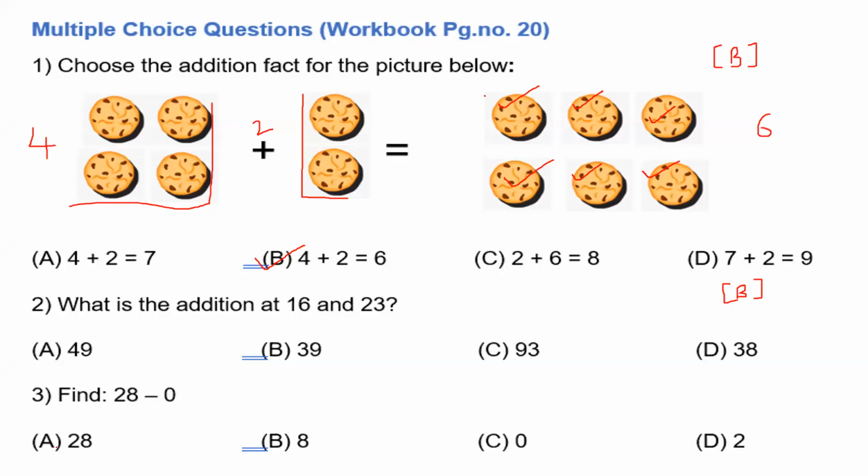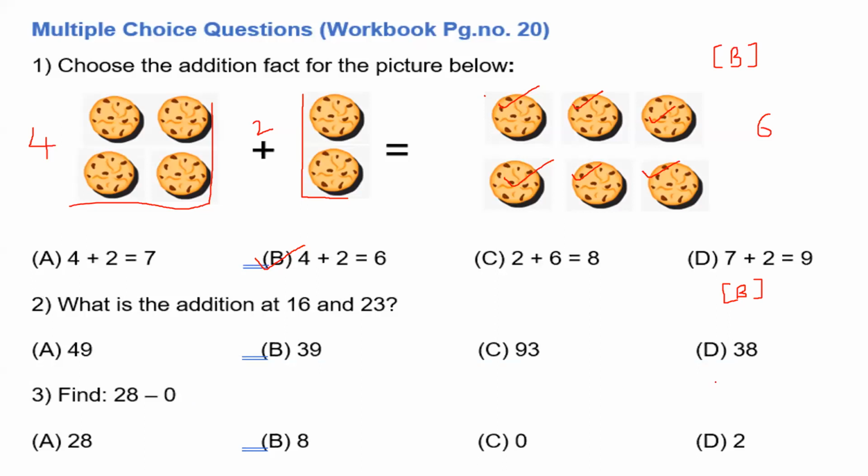Find 28 minus 0. Find 28 minus 0. So we have already learned that any number added and subtracted with 0, the number itself will be the answer. Yes. So 28 minus 0. What will be the correct answer here? Option A 28, option B 8, option C 0, option D 2. What is the correct answer? 28.